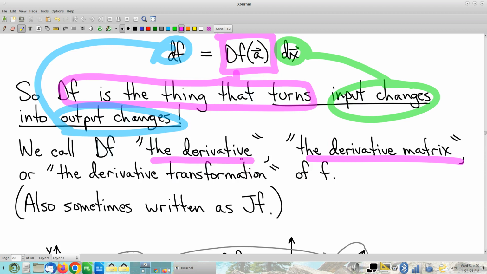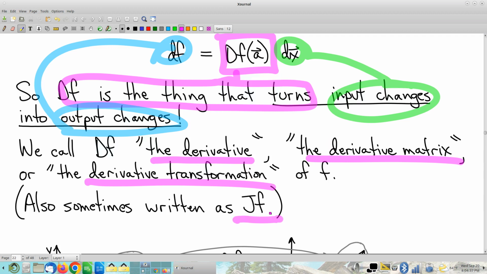And this is going to take some kind of mental adjustments, probably. So give yourself time to soak this point in. You should think of the derivative as being a matrix because input changes and output changes are vectors, right? So it's not really that surprising that the derivative, the thing that relates them, should be a matrix. Also sometimes called the derivative transformation. After all, it's a linear transformation, whatever.